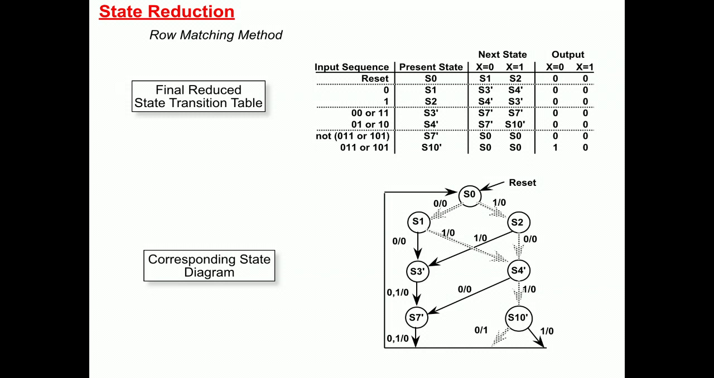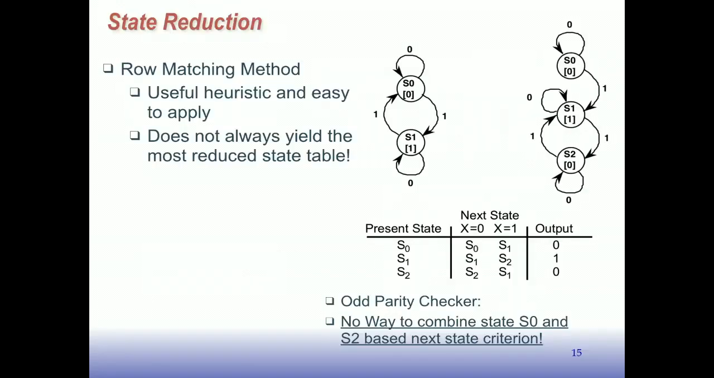Okay. So this looks like a useful thing to know how to do. It gives you the freedom to design a state machine or the state transition diagram without worrying too much about having the least possible number of states, because you can reduce it after the fact. Now, that method I showed you is a useful heuristic and it's easy to apply. Unfortunately, it doesn't always yield the most reduced state table.